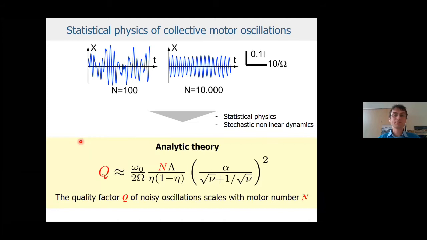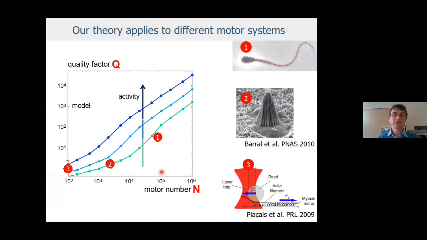And with this model, we can then analytically find that the quality factor, which is the inverse of the noise strength D that we had before, scales with the number N of molecular motors. And we think that this minimal model can at least give qualitative insight into the noisy flagellar beat of sperm cells. That would be our model system 1 here. And we can make a corresponding plot in a diagram where we have the number of motors on the x-axis and the quality factor of noisy oscillations on the y-axis.